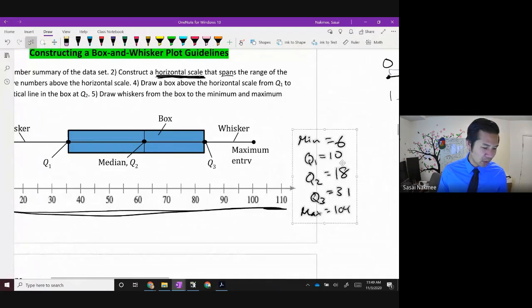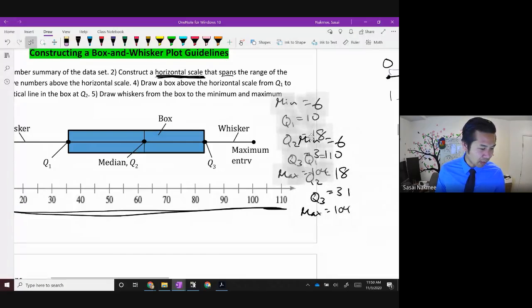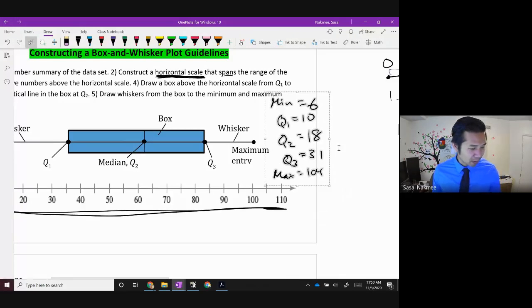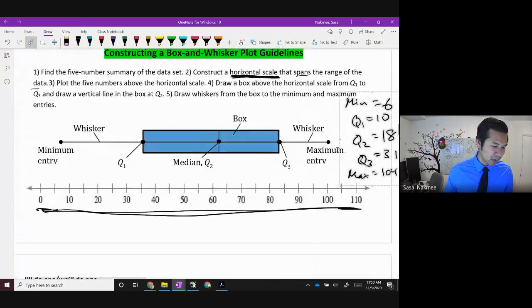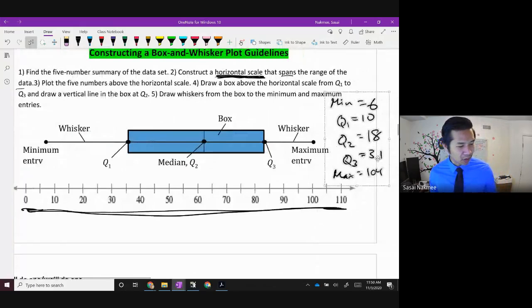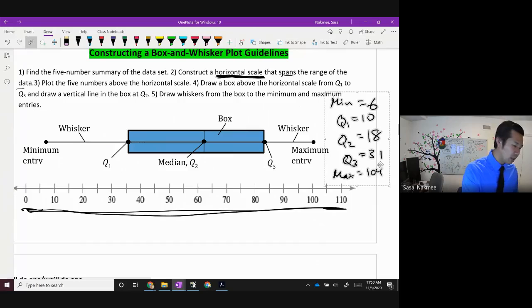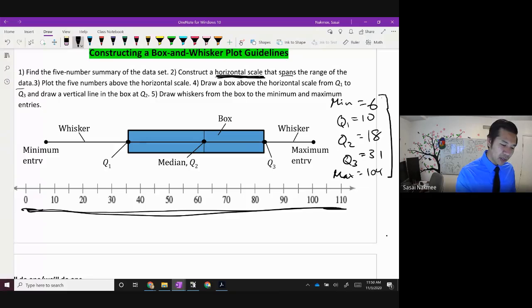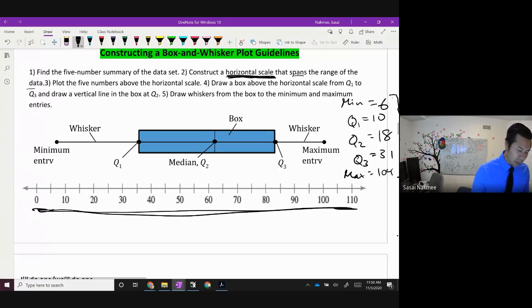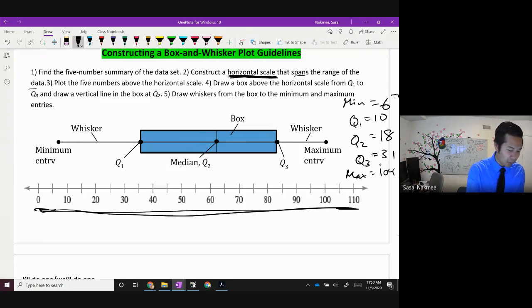So here's my box and whisker for this one, and I'm going to wrap it up here, guys. So here's my data, right? My minimum number is 6. My Q1 is 10. My Q2 is 18. My Q3 is 31. And my max is 104, right? So that's all I'm going to do here is draw a number line that goes from my minimum all the way down to my maximum. And you'll look here, the number line that's drawn actually goes past the minimum. The minimum was actually at 6, right? The maximum was at 104, which is about there.